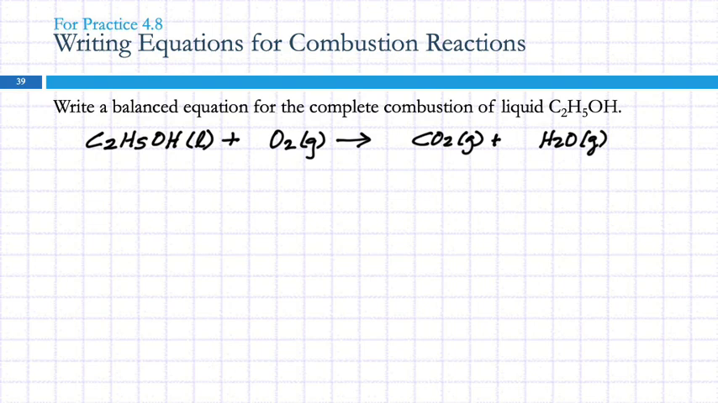Okay, so now we're going to start balancing. It often works to just start at the left. So my first element is carbon. There are 2 carbons on the left side. What do I need to do to balance the carbon on the right side? I need to put a 2 in front of CO2, right? So I have 2 carbons here, and I have 2 carbons over here.